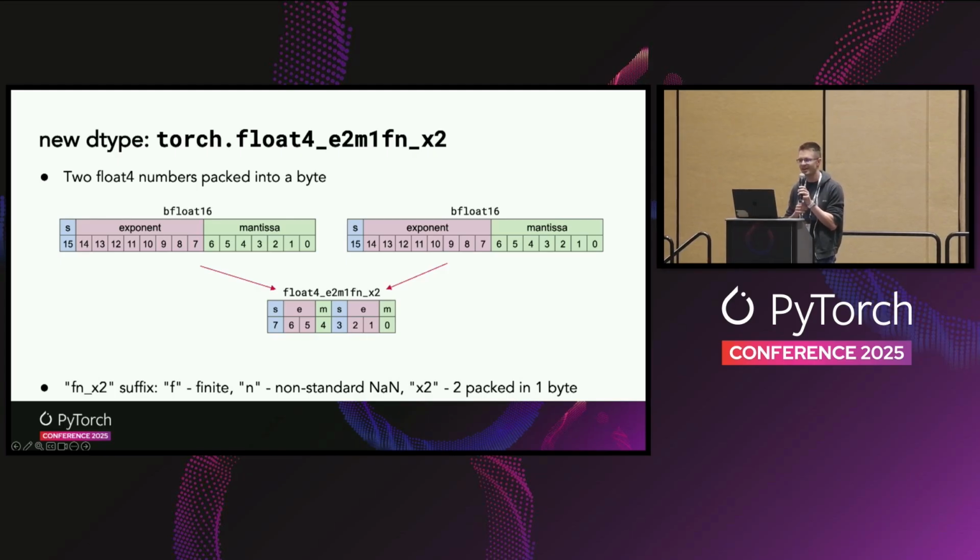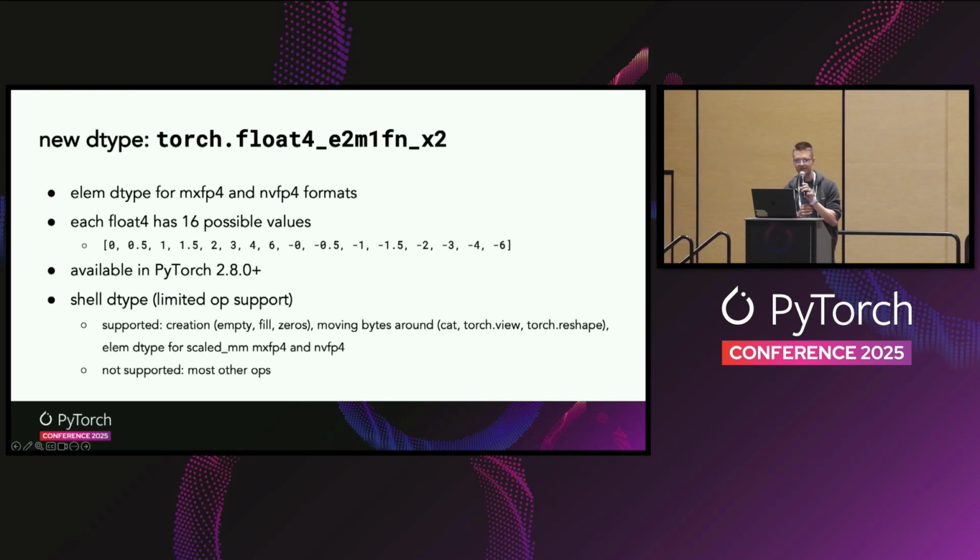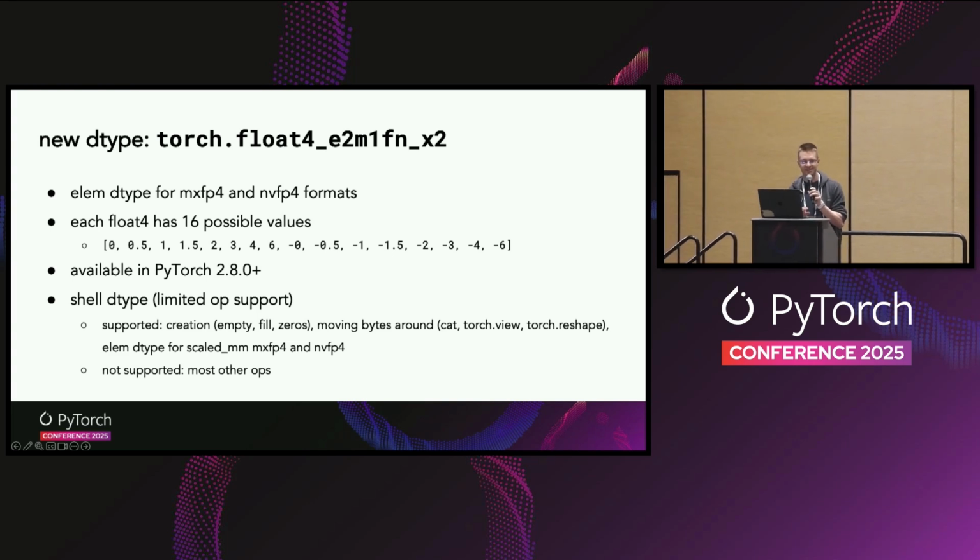N means no NaN. There's actually no NaN in this encoding. And X2 means this is two numbers packed into one byte. This is important because this is the element dtype for two of the 4-bit formats we now have, mxfp4 and nvfp4. This is available in PyTorch 2.8. It's also a shell dtype. This one is even more shell than the previous one. You can basically create these tensors, and you can use them as scales for 4-bit jumps.